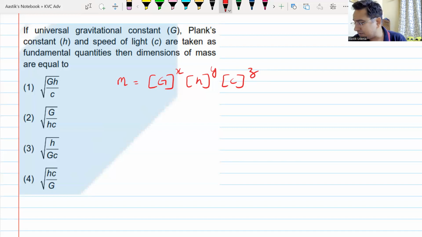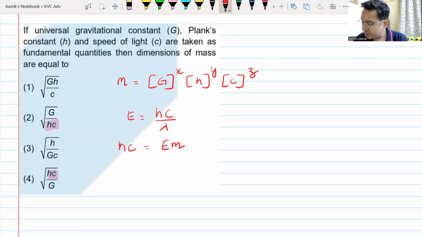Absolutely right, nothing wrong about it. But you have to become wiser and get the answer quickly. Now, if I were in your place, what would I have done? I would have seen that hc is coming twice. If you remember, energy is hc by lambda. So h into c will be equal to energy multiplied by meter. Yes or no? Yes, sir. Energy is force multiplied by distance, so this is force multiplied by distance squared. Yes or no? Yes, sir.